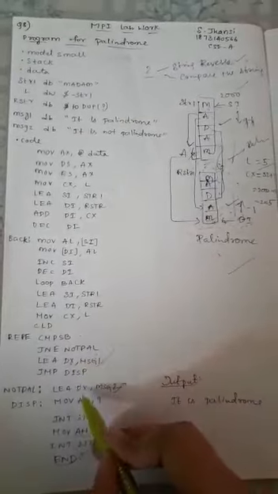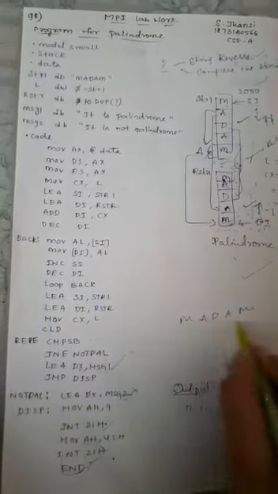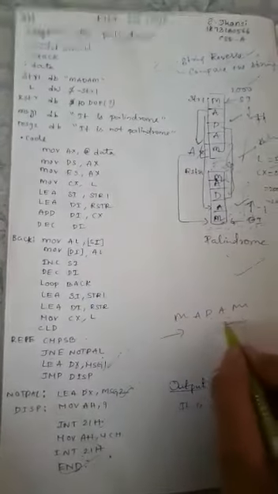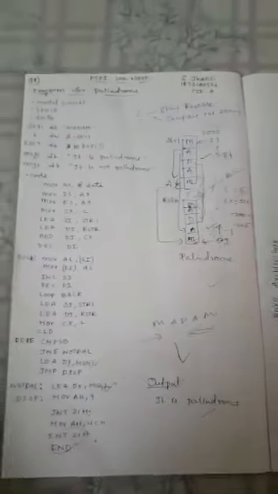So therefore, here the given string is madam, so the output will be madam, as it is the same from the reverse. MADAM, both are the same in the forward and reverse direction, therefore it is a palindrome. So we get the output: it is a palindrome.